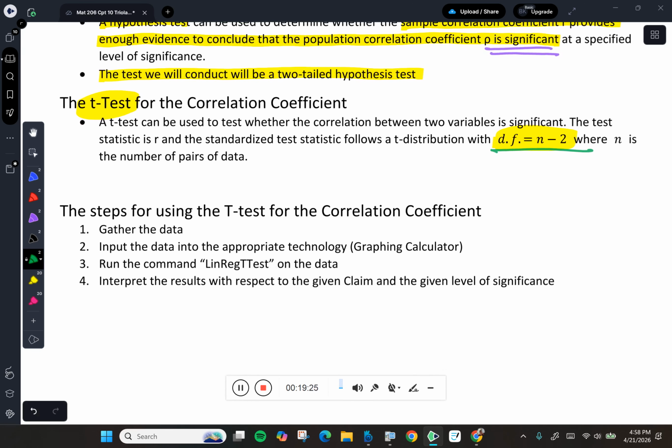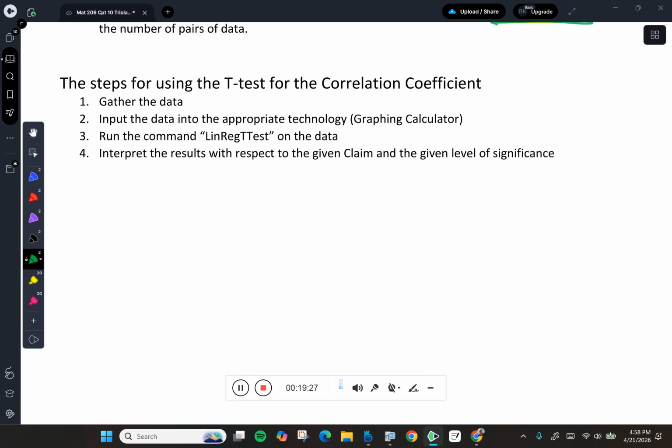All right, the steps: gather the data, input the data into the graphing calculator. Now, hidden, embedded in step 2 is that when we put the data in, we're going to look at the graph and ask ourselves, should we be using a line? Does it look linear?